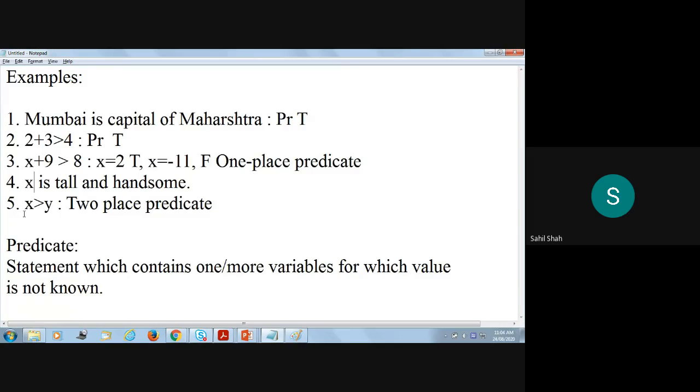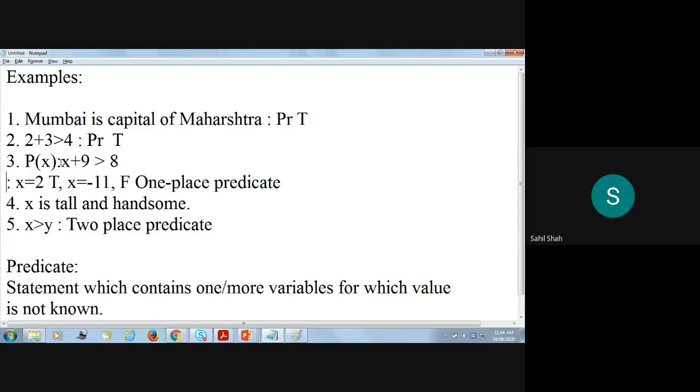In this case also, X and Y, X greater than Y. If I put the appropriate values here, I would be able to. So how to denote these predicates? These predicates will be denoted using capital P, with the variable for which the value is unknown in brackets. For example, P of x is x plus 9 greater than 8. So P of x is a predicate containing x, which is denoted by x plus 9 greater than 8.